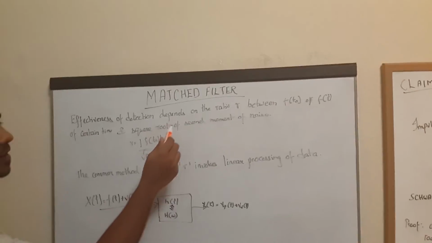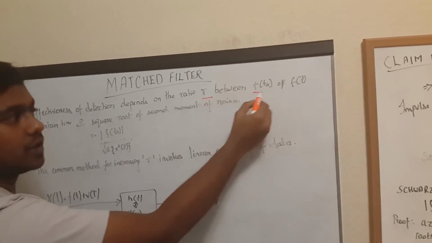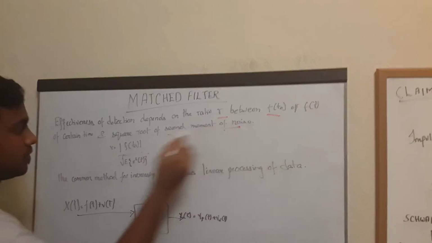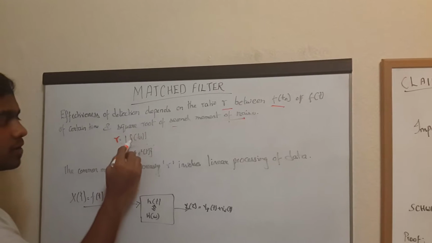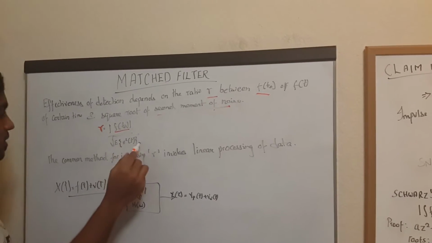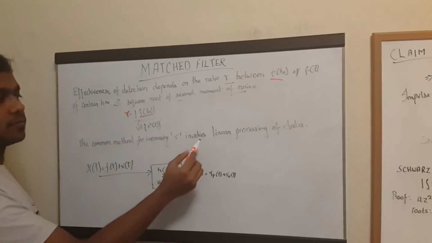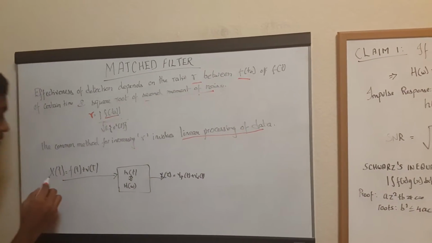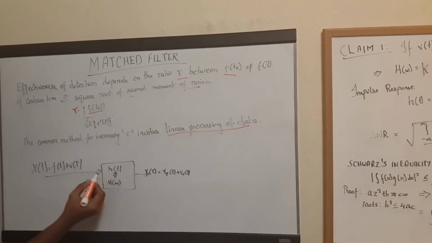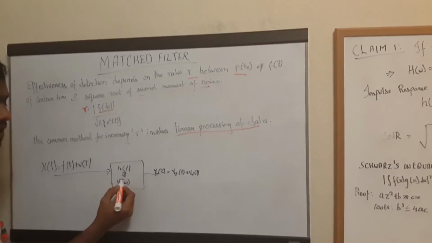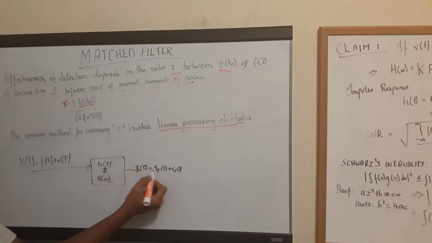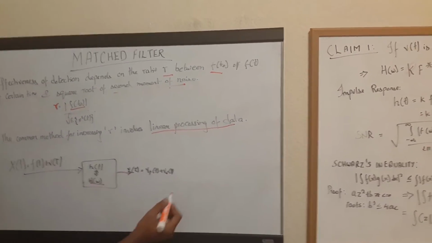Here the effectiveness of detection depends on the ratio R between f of t naught, or f of t at a certain time, and the square root of the second moment of noise. Here R is equal to the modulus of f of t naught by the square root of E of V squared of t, that is the mean of V squared of t. Here the common method for increasing R involves linear processing of data. So the given signal x of t, which is a combination of the input and the noise signal f of t plus v of t, when it is passed through an LTI system, that is h of t, when a Fourier transform is taken gives rise to H of omega, and the output y of t equals yf of t plus yv of t.